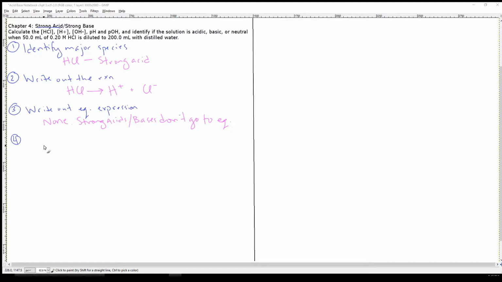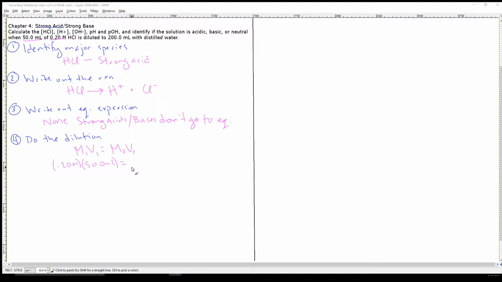Last time we didn't do a dilution, this time we will do the dilution. These problems are basically always going to have the same first three steps, and then you're going to either do a dilution or an ice chart. So a dilution, we know dilution problems basically always involve an M1V1 equals M2V2. So here our initial concentration is 0.20 molarity, and our initial volume is 50 milliliters. So we'll write that first. So we'll have 0.20 molarity times 50 milliliters.